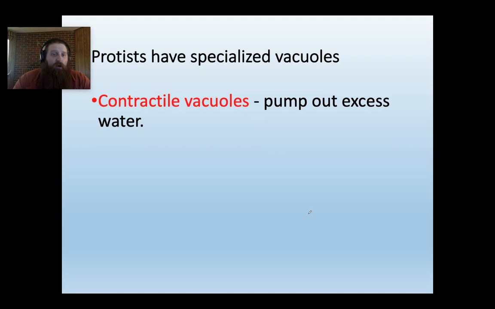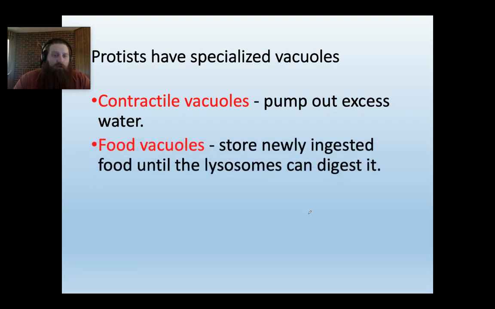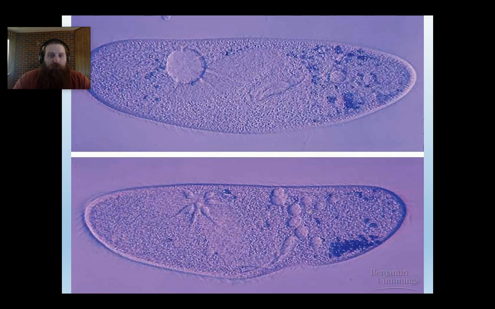If you're a protist, you could have a contractile vacuole, which we looked at in a video earlier in the year. This vacuole constantly fills with water, and then when it gets full, it pumps that water out of the cell. You can also have a food vacuole. A food vacuole is going to store ingested food from phagocytosis until a lysosome gets around to digesting it. So there's two different kinds of vacuoles.